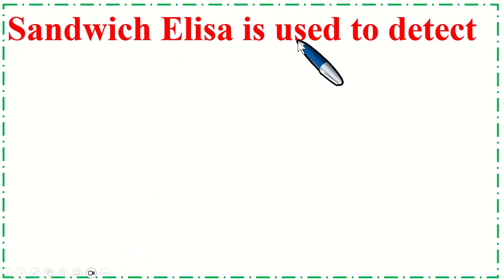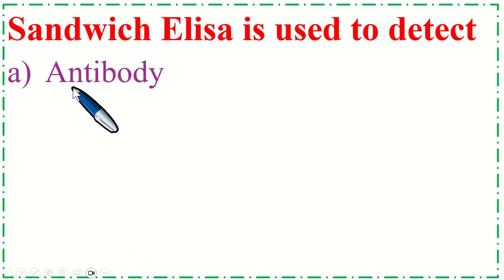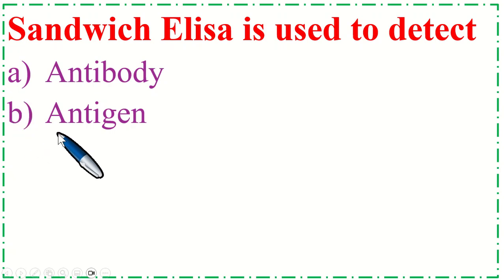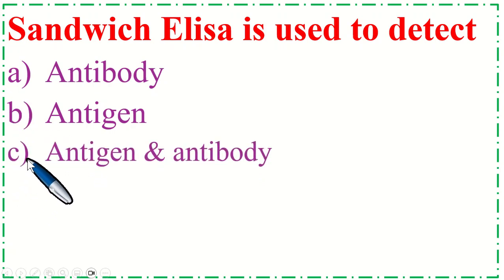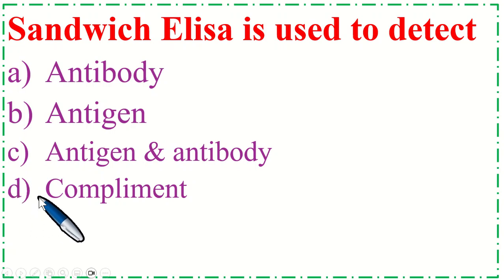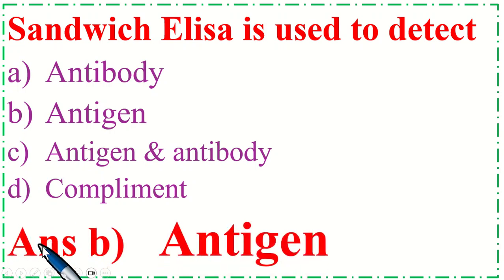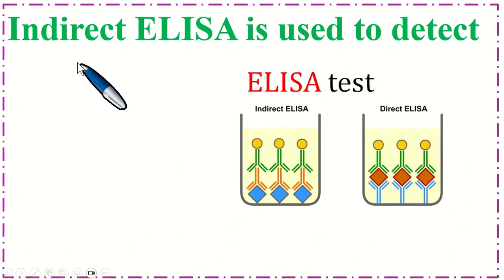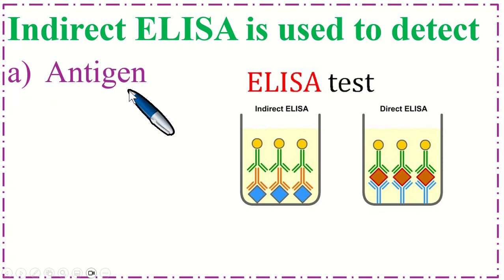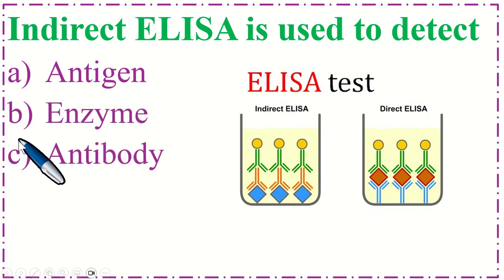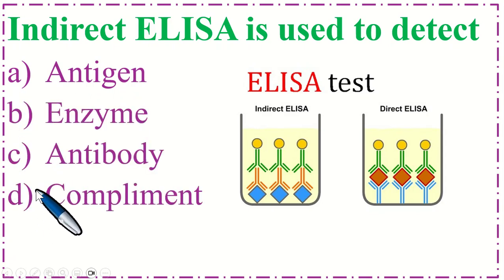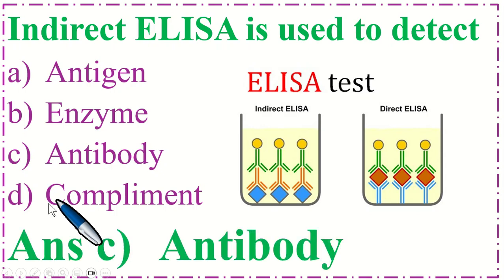Sandwich ELISA is used to detect option A, antibody; B, antigen; C, antigen and antibody; and option D, complement. Correct option is B, antigen. Indirect ELISA is used to detect option A, antigen; B, enzyme; C, antibody; option D, complement. Correct option is C, antibody.